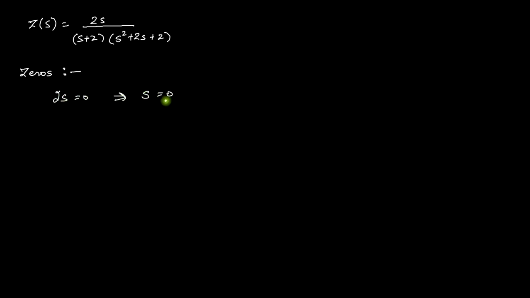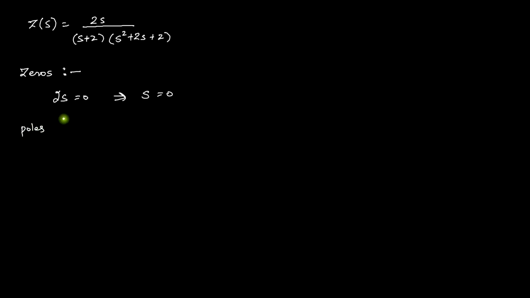Let us consider one more example where Z(s) is given. Here again we need to plot the pole zero diagram for the given network function. Let us first calculate the zeros by equating the numerator of the network function equal to 0. We have 2s equal to 0. This will give s equal to 0. That means at s equal to 0 we have a zero of this network function.